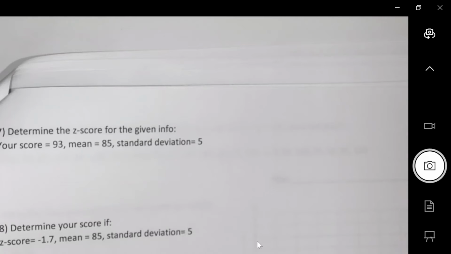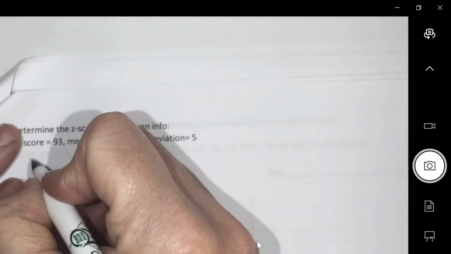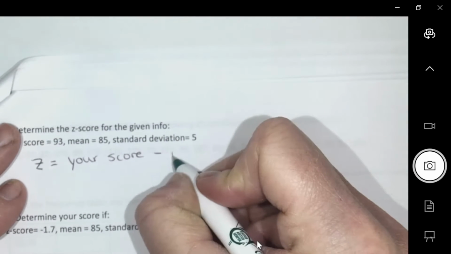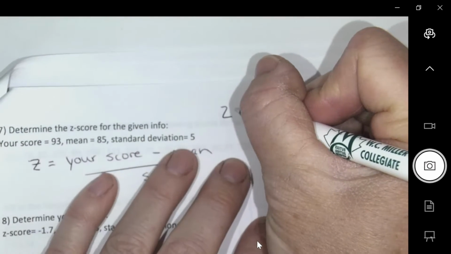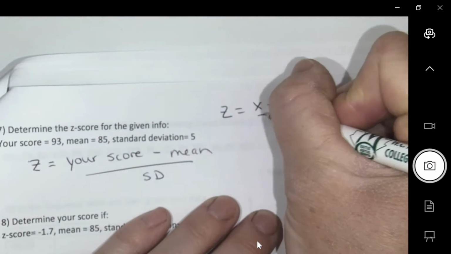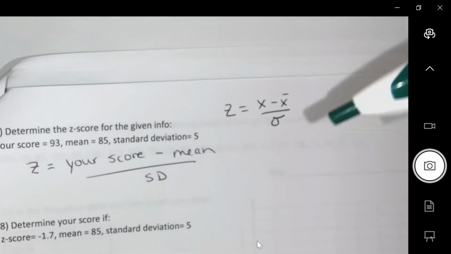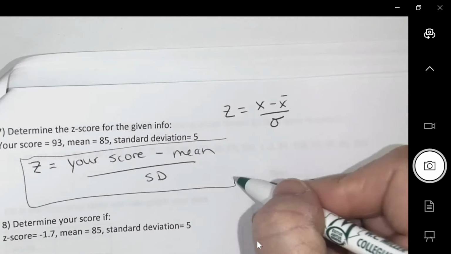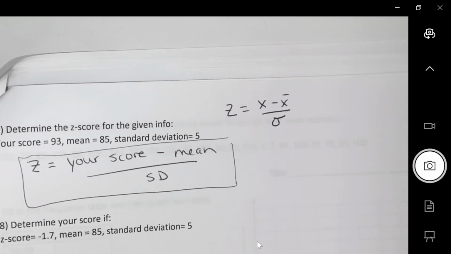Okay, determine the Z-score. You have a formula that would be like this: Z equals your score minus mean over standard deviation. I would probably write this on your cheat sheet, because I will give you the formula, but my formula is going to be like this, with symbols. If you want to write this on your cheat sheet, that may be a good idea. And then you can write it in words: my score minus the mean score over the standard deviation.